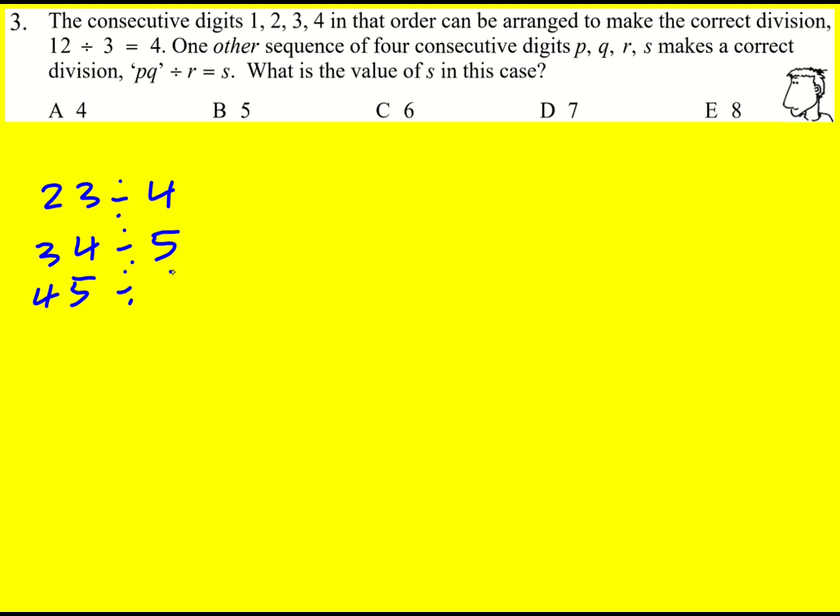45 divided by 6, that's not going to be a whole number. That's not going to give 7. 56 divided by 7, however, does give 8. So S is going to be 8 here. Well, that's how I would do it, and it's quite quick.